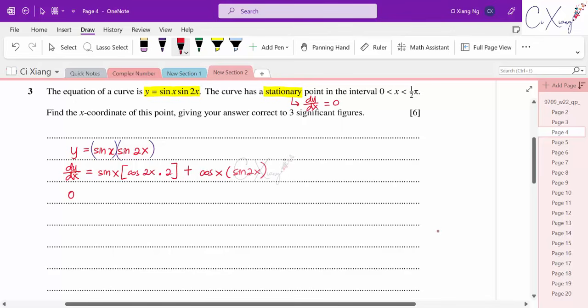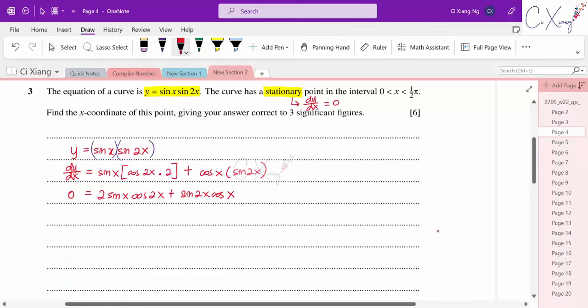And now I try to simplify my equation. I will let dy/dx equals to 0. And then for this part, I'm having 2 sin x cos 2x plus sin 2x cos x.